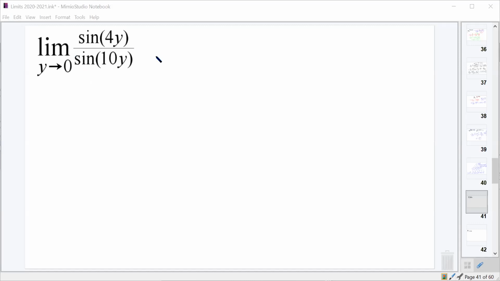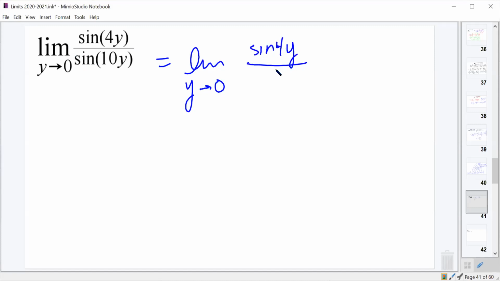But I like your idea of splitting it up. So let's split it up, but leave it all within the same limit. I'm going to write it like this: sine 4y over 1 times 1 over sine 10y. Is that okay? Yeah. I can do that. Okay. So I could separate this out using multiplication if I wanted to into two different limits, but the second one is going to be 1 over 0, which is a problem. But what could I do to the denominator of the sine 4y to make it one that I know how to deal with?